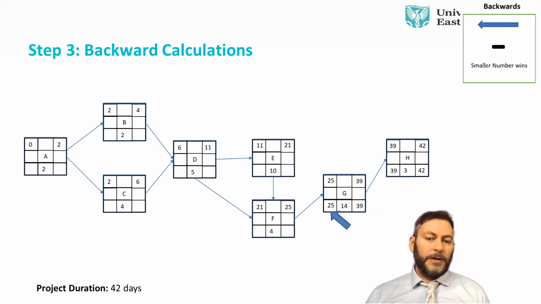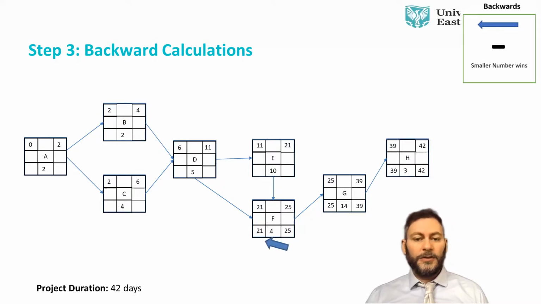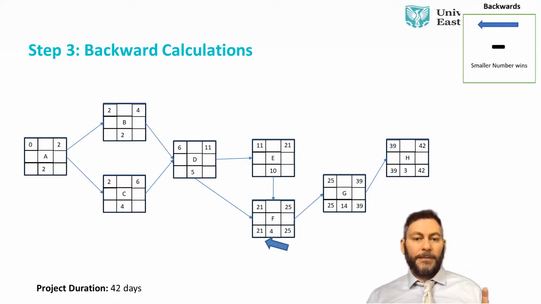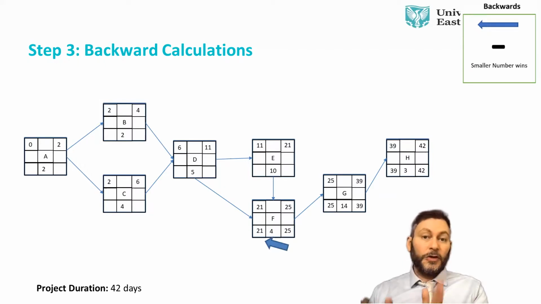39 minus 14 will give you 25. Again, it gets transferred to F, 25. 25 minus 4 is 21. Now, 21 is going to be transferred to both E and D, but here we have a problem. D is expecting 2 inputs. So there's 2 options. It has to go with the smaller number.